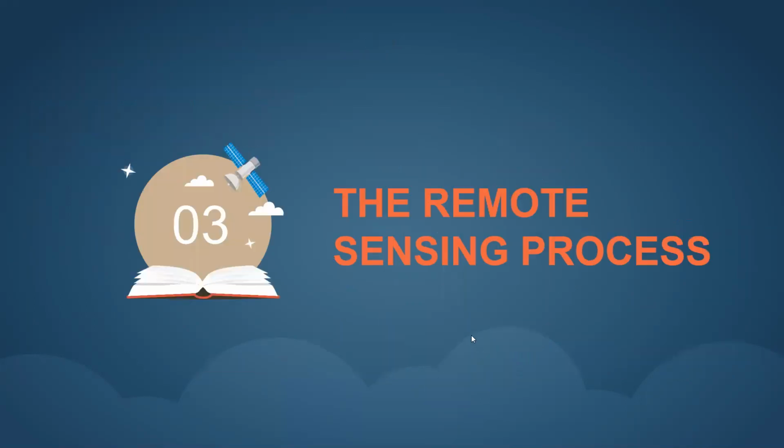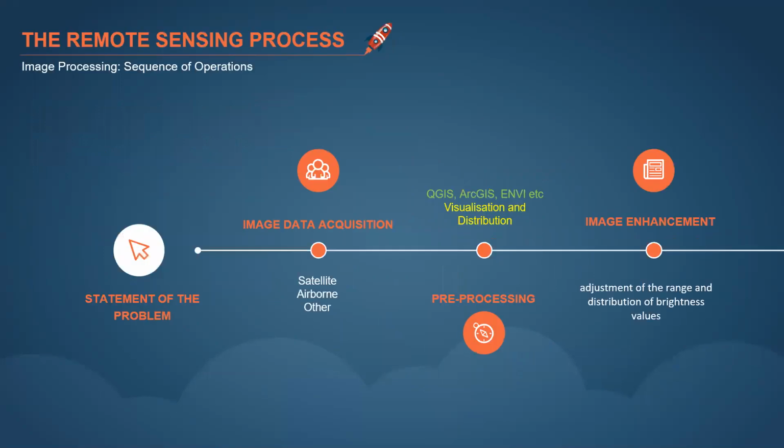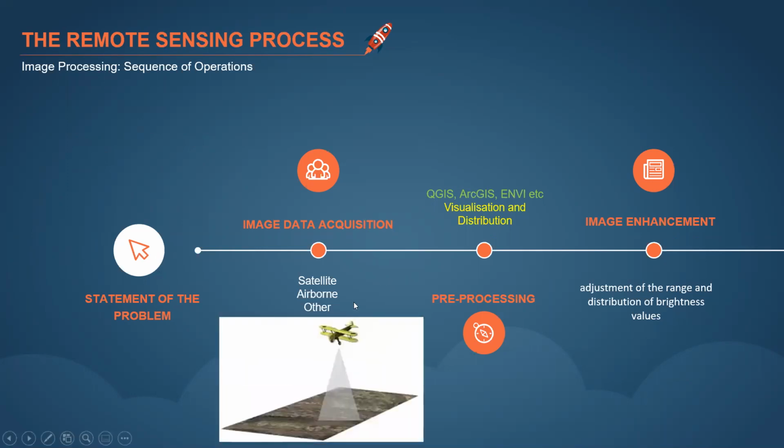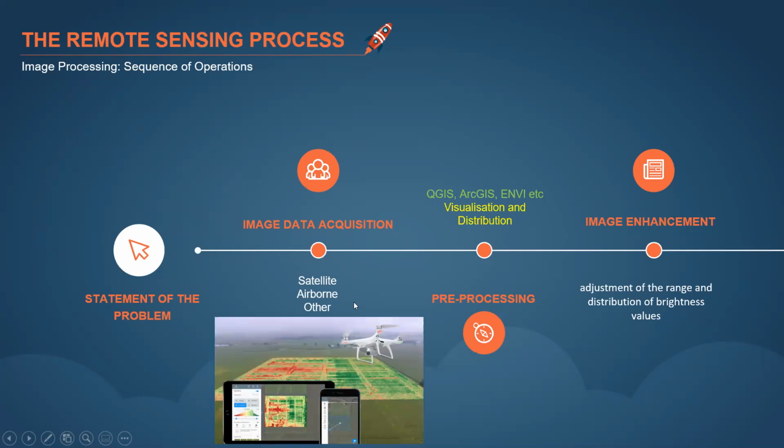The third section is the remote sensing process. Here, you can see the whole process ranging from data collecting to analyzing. To start with, researchers need to find the problem and its requirements. Then, they collect images and data from satellites, airborne platforms, and other approaches like drones to acquire data.